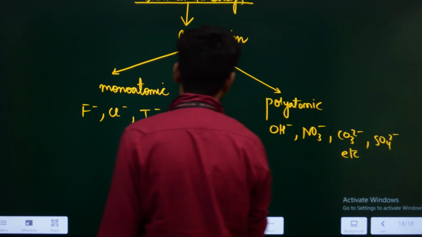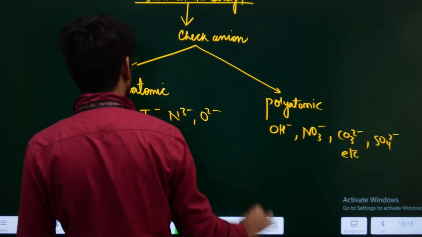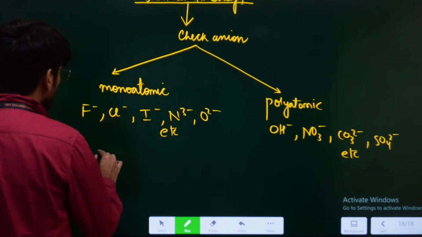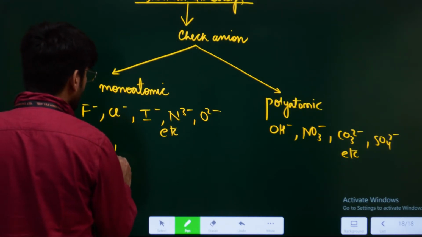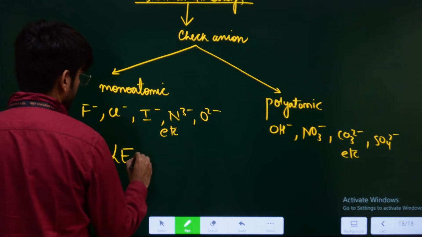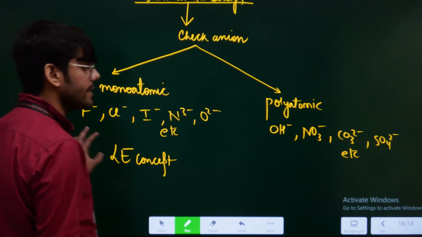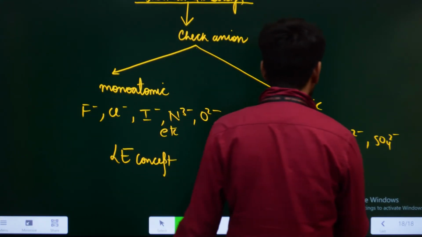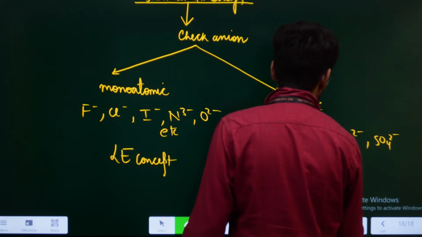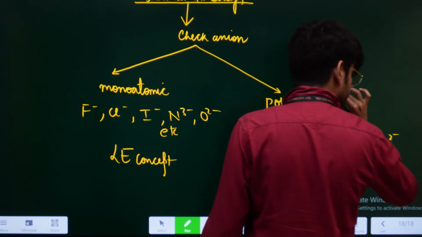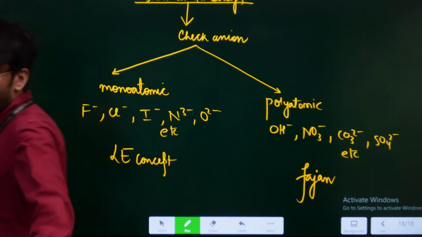Tell me if this is clear. So if it is monoatomic, you will use the lattice energy concept. You will report the answer using lattice energy, and if it is polyatomic, you will use Fajan. Tell me if this is clear.